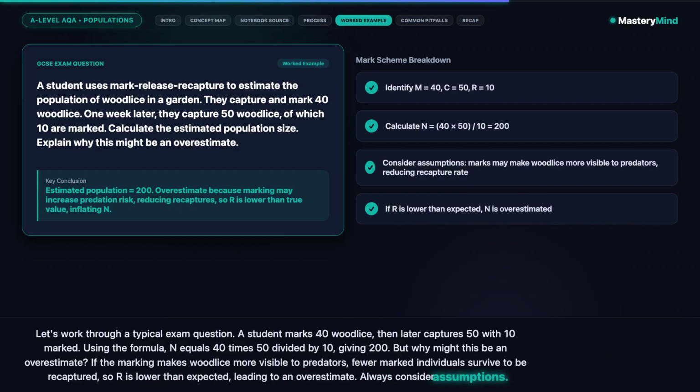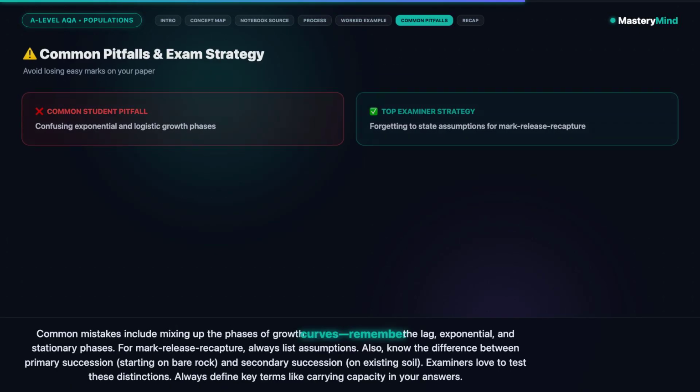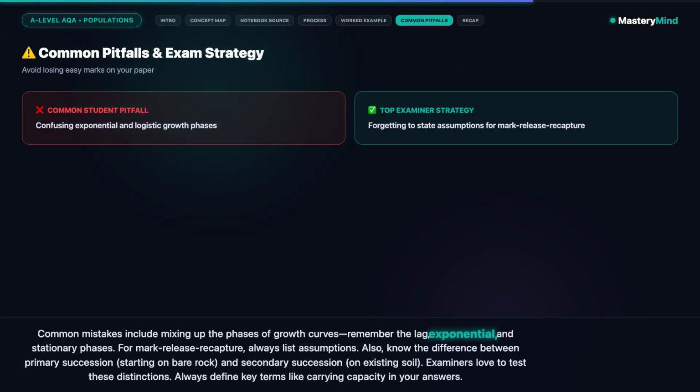Always consider assumptions. Common mistakes include mixing up the phases of growth curves. Remember the lag, exponential, and stationary phases. For mark-release-recapture, always list assumptions. Also know the difference between primary succession, starting on bare rock, and secondary succession, on existing soil. Examiners love to test these distinctions. Always define key terms like carrying capacity in your answers.